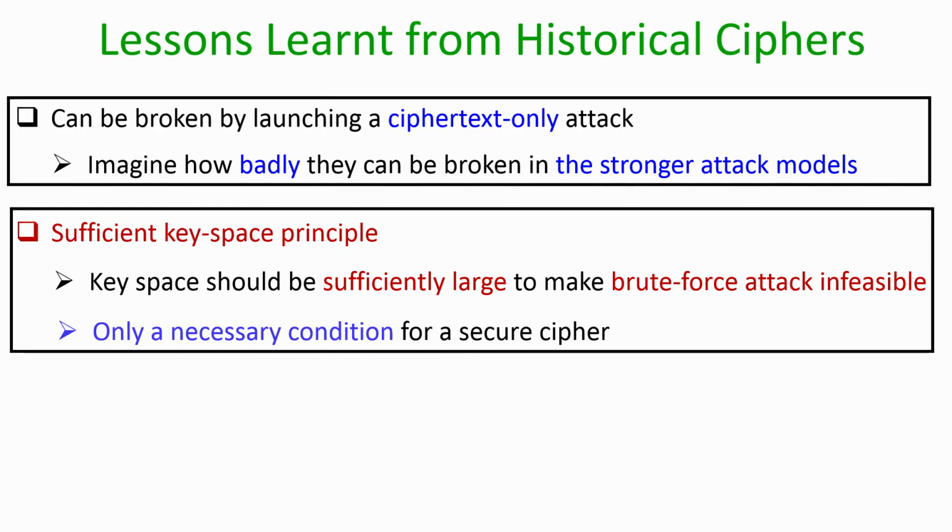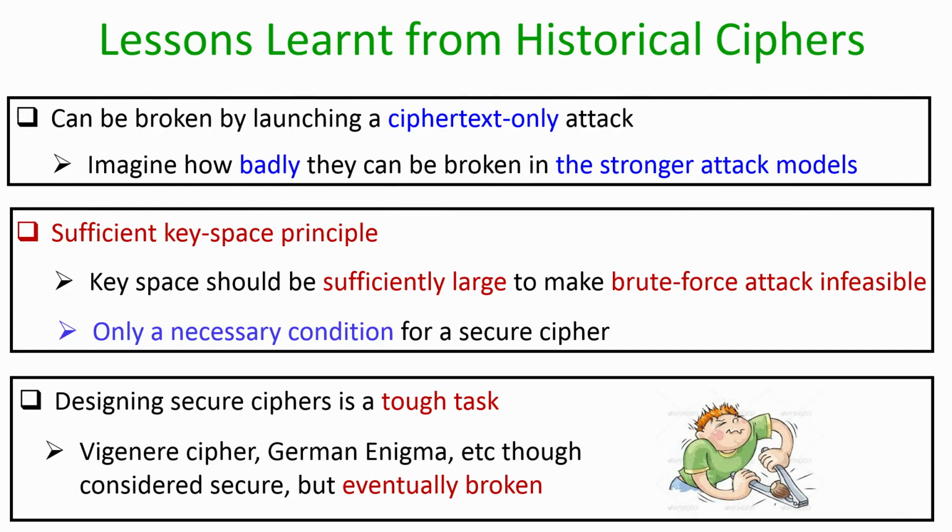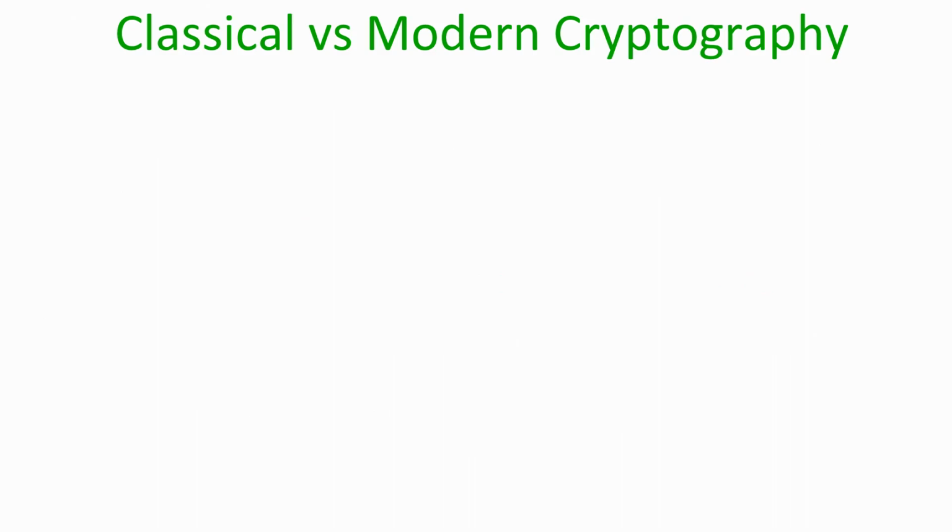Another lesson is the sufficient key space principle, which says that the bare minimum necessary condition for any secure cipher is that its key space is sufficiently large to make the brute force attack infeasible. And overall, the most important lesson is that designing a secure cipher is indeed a tough and challenging task. Ciphers were proposed over a period of time and people thought they were secure, but eventually all of them were badly broken. That brings us to the difference between classical and modern cryptography.